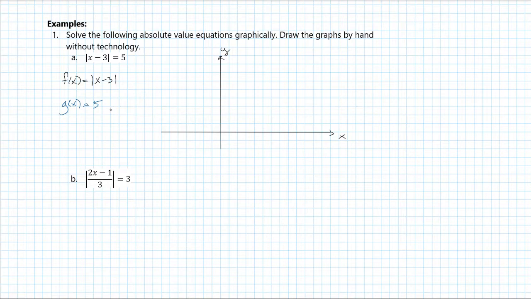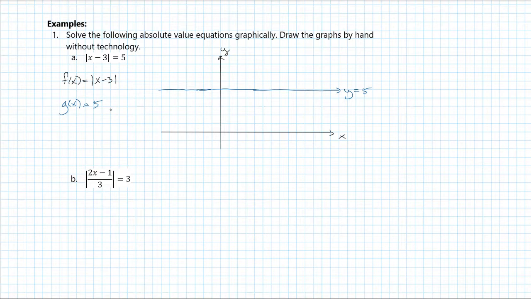So I'll start by just graphing g of x. That's the easy thing. That's at 5. So I'll just go up 1, 2, 3, 4, 5 and draw a horizontal line in blue. So y equals 5. That's our g of x function.